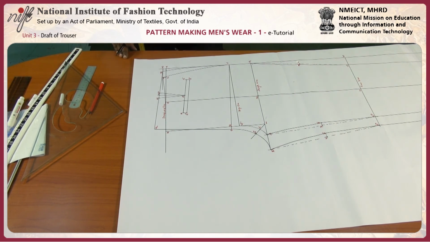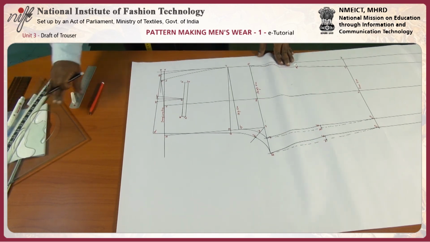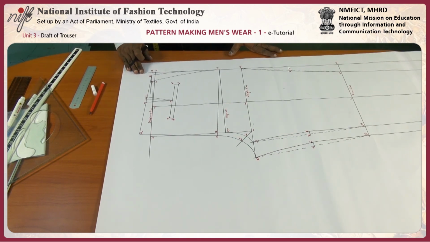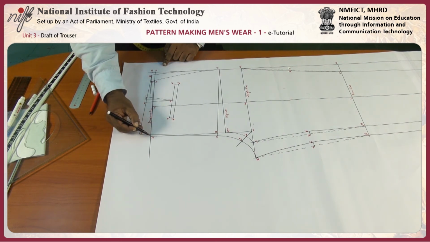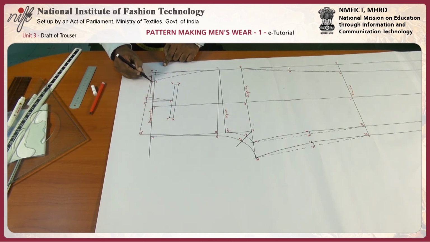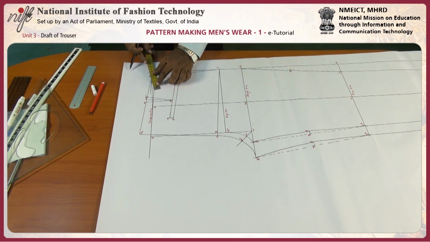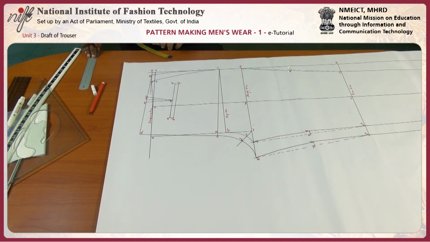Front diagonal pocket placement. Measure 4 centimeter from point K on the front waist arc line to mark the point K. Now this will be the front arc line which starts from K, ends at H. Measure 4 centimeter on the curve line and mark point K1.